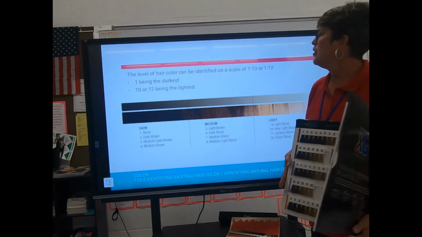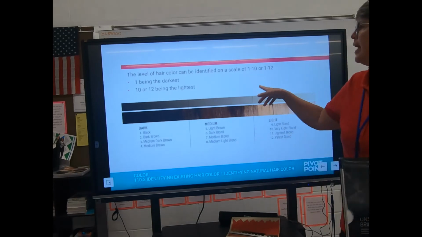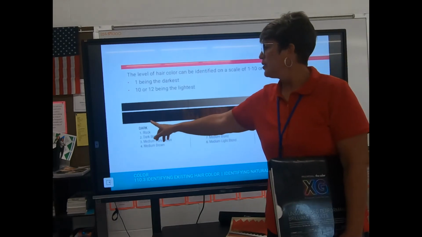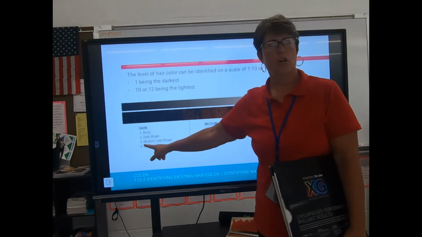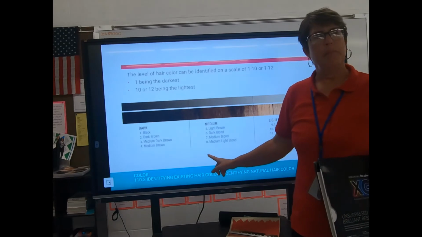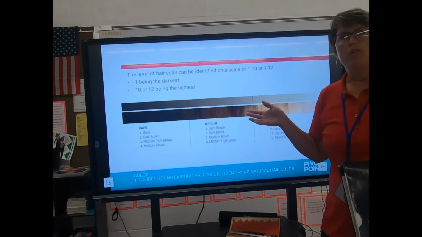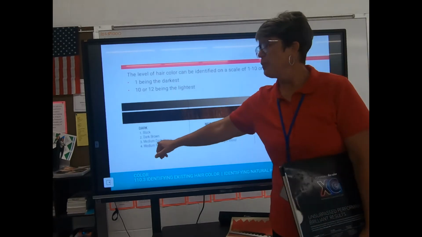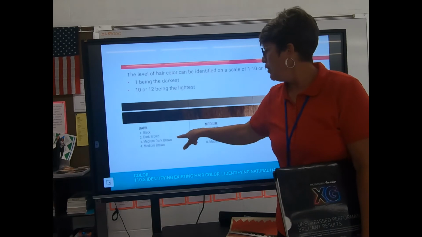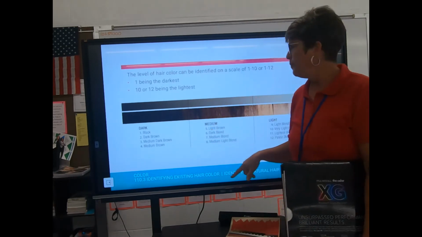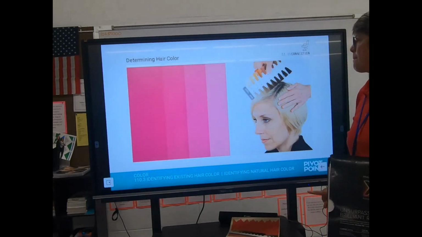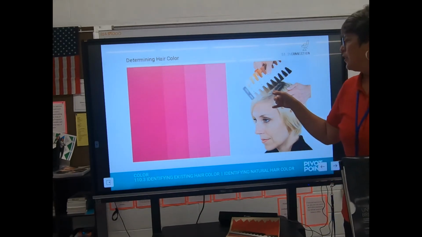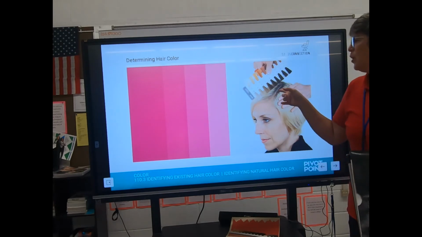Okay, level of hair color can be identified on a scale of 1 to 10. 1 is the darkest, 10 is the lightest. Okay, so they're classifying 1 through 4 as dark, 5 through 8 as medium, and 9 through 12 as light, if it goes up that high. All right, so when I said most people around here are 4 or 5, they're right on the edge of that dark and medium. All right, and you can see a great picture there of them determining her hair color. They're holding the swatch up right to her head.